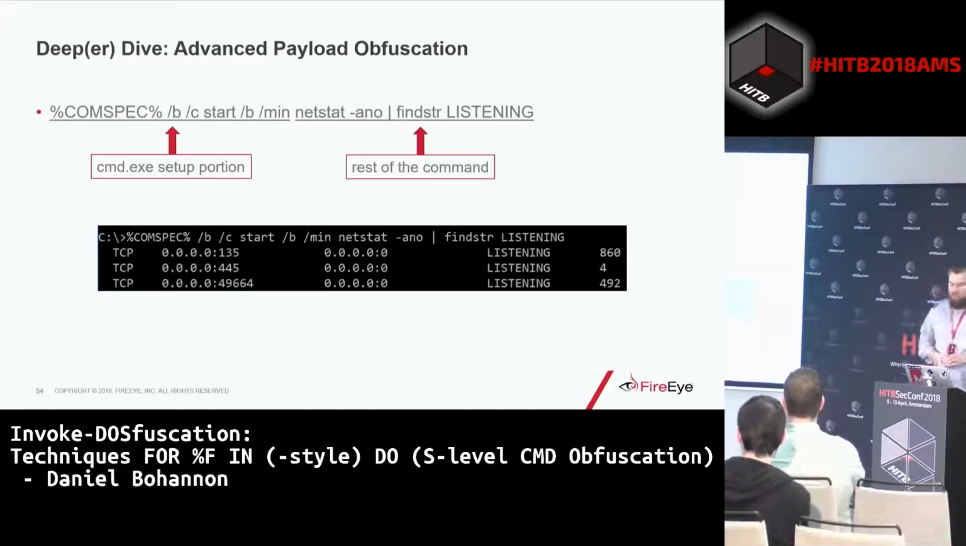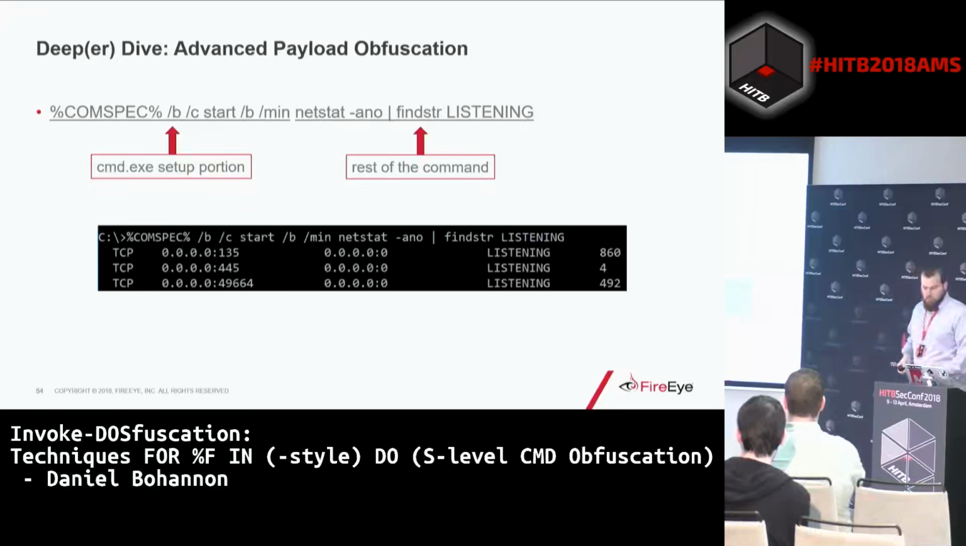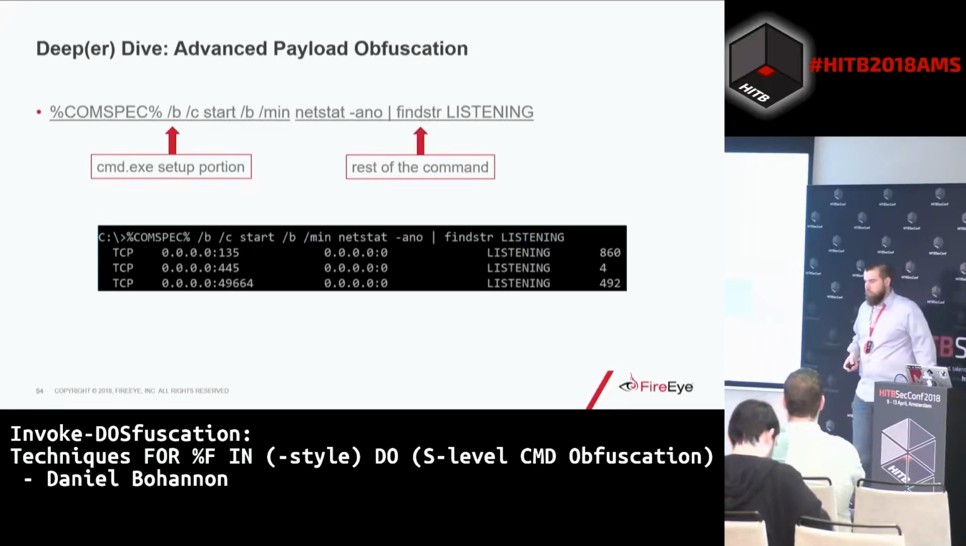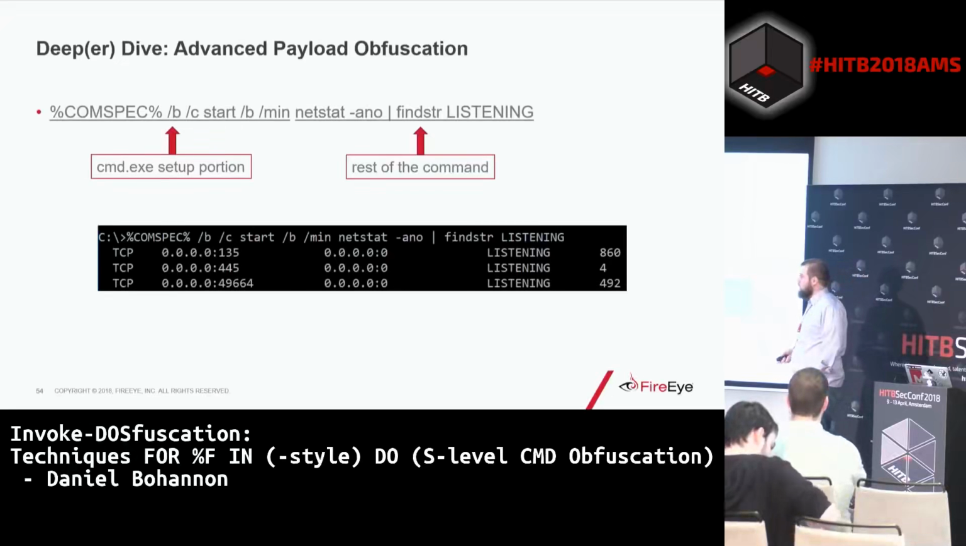Well, if we start with this command here, I assembled this command, and if there are any defenders, the first part may look pretty common: Comspec /b /c start /b /min. If anyone has ever used Comspec in any of their payloads, there's a good chance it's gotten detected, if you're setting it in registry or services or something like that. Metasploit and a lot of other tools will use Comspec.